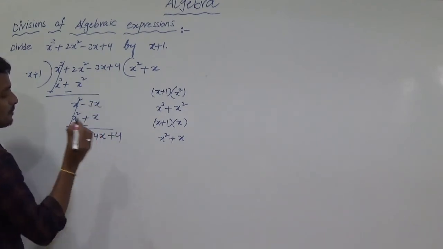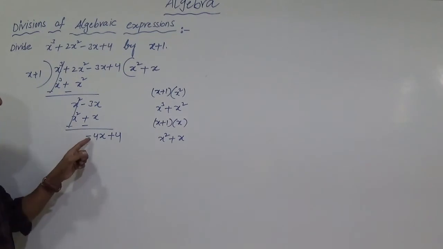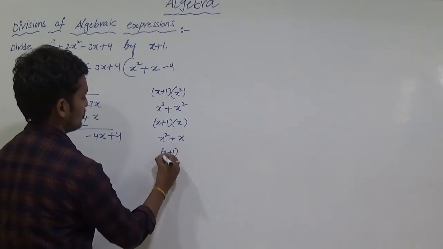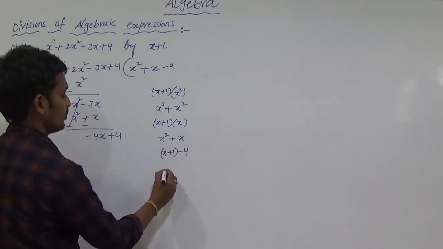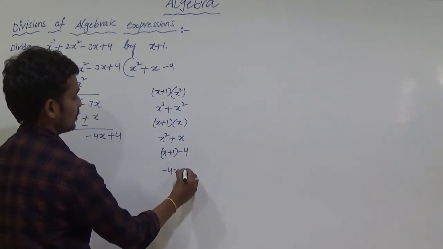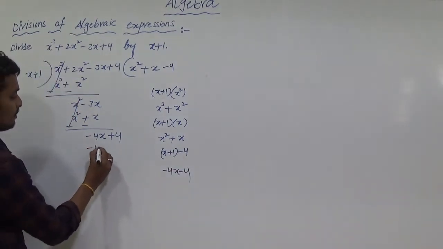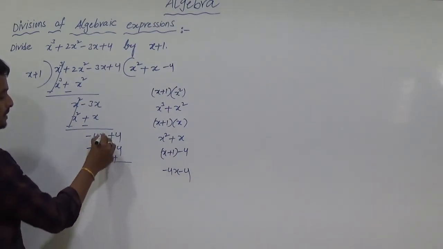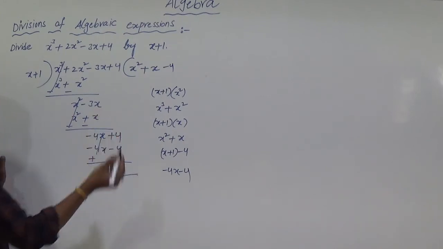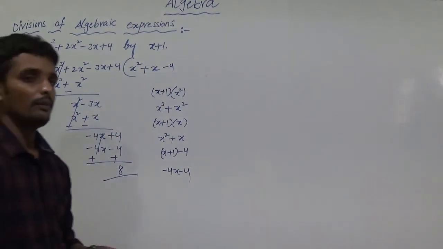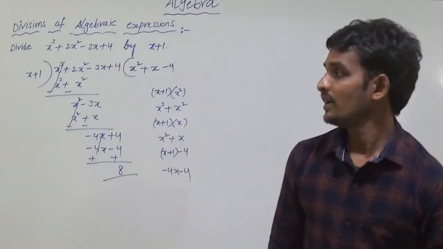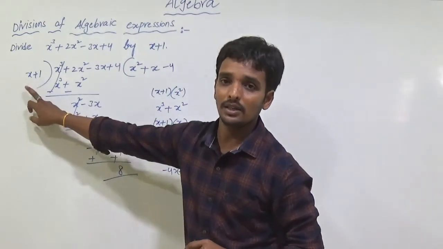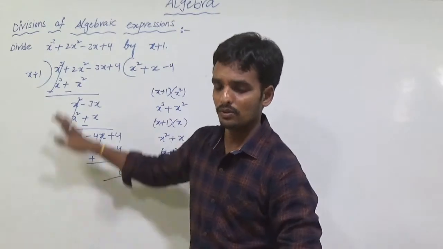Bring down the next term, that is 4. Here minus 4, I am writing minus 4 here. That is x plus 1 into minus 4. Now I am multiplying. Minus 4 into x is minus 4x, plus 1 into minus 4 is minus 4. I am writing here minus 4x minus 4. So the signs are changed to plus, these two cancel. 4 plus 4 is 8. This is the way of division. Here we have only two terms, but trinomial or multinomial or whatever we have, we can do this. So note down this problem.